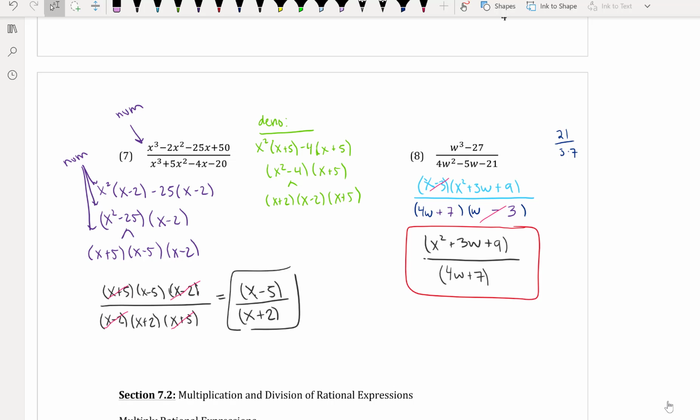For number 8, I saw a degree 3, so I automatically thought of my cubes. This is a subtraction, so it is a difference of cubes. So that's how I factored out the numerator. The denominator, I went ahead and factored. And then I canceled out the w minus 3, and that is what is left over. And that is the end of section 7.1.